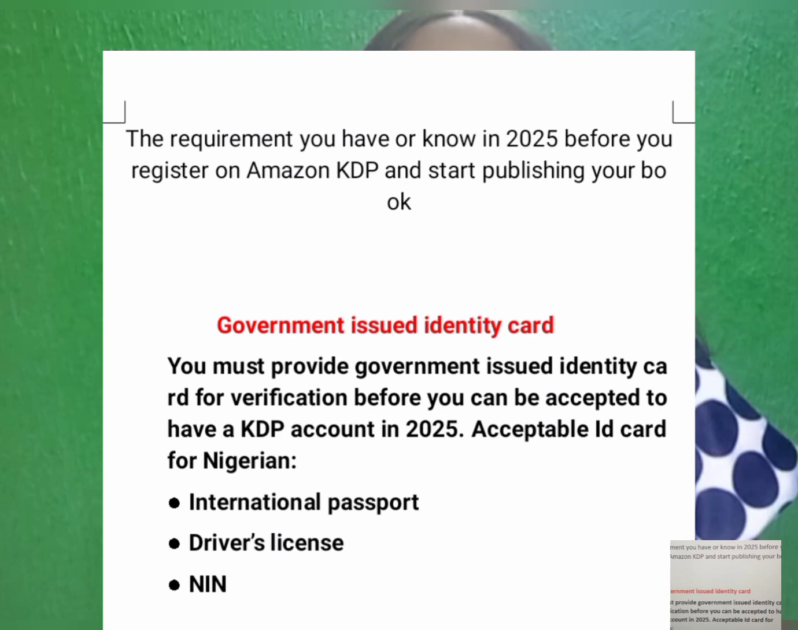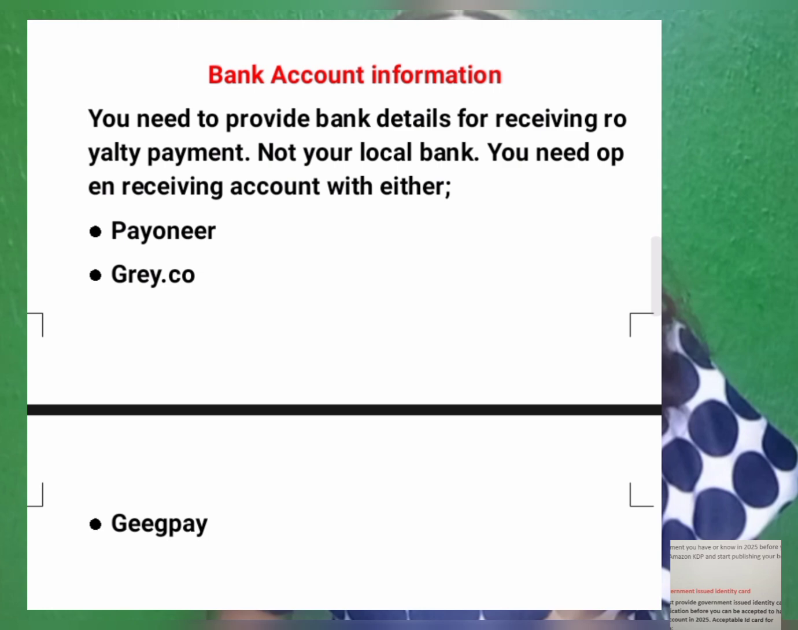So this is one of the requirements, mandatory, that you must have before you have an account with KDP. If you don't have it, don't bother. If you don't have the international passport, you don't have a driver's license or NIN, there is no need opening your KDP. The second is bank information.